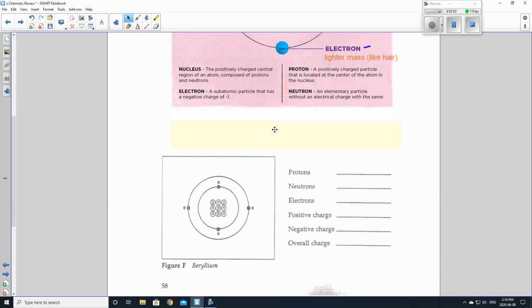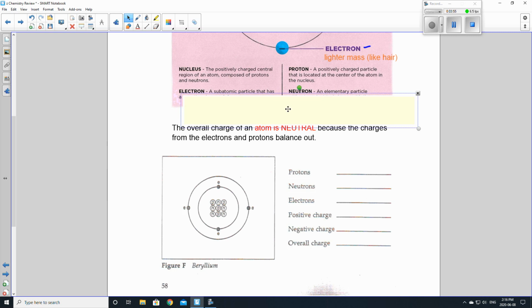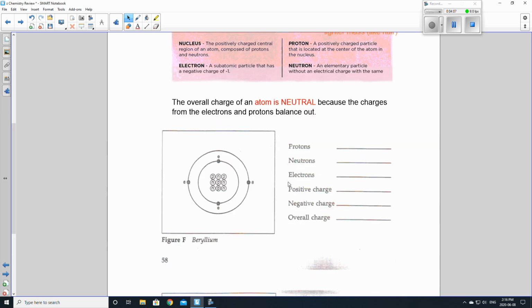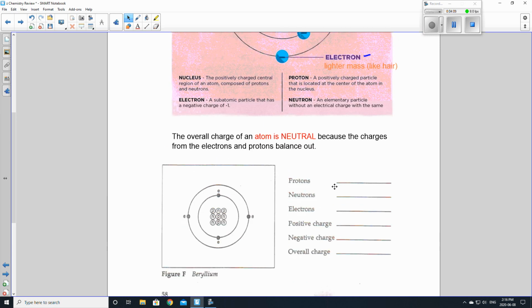Okay, next up, let's see this. Just remember that the overall charge of the entire atom is neutral because the charges from the electrons and protons balance out. Let's do one of these questions together, because there's going to be something maybe kind of similar to this on the quizzes review assignment. So let's count the number of protons.